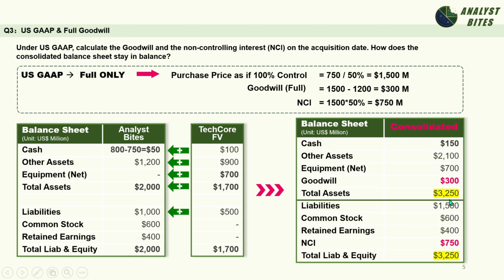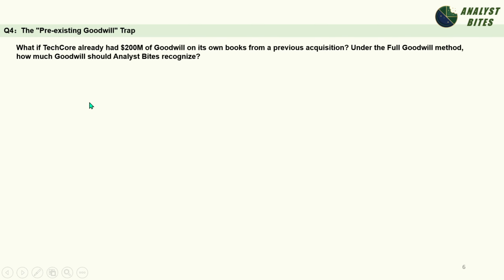Notice that because full goodwill captures the entire premium, the total assets are larger than under the partial method, and that full goodwill is perfectly solved. Next, there is a crucial point about net identifiable assets you need to know.